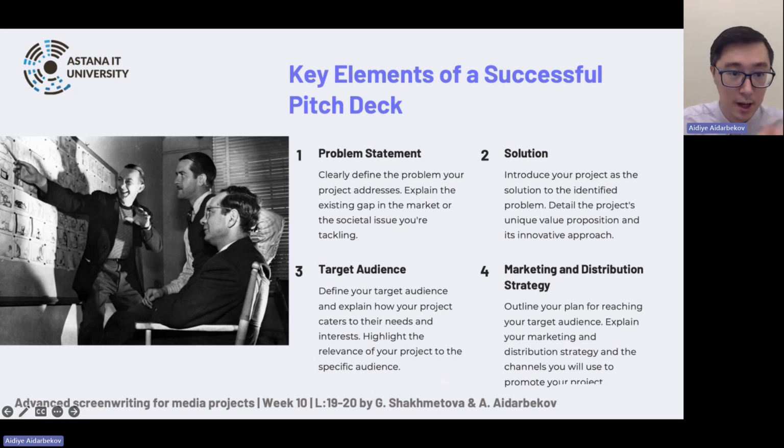Next one is audience. Target audience: you need to define your target audience and explain how your project caters to their needs and interests. Highlight the relevance of your project to a specific audience. So here, yes, if you're creating a project, of course, sometimes we can state that it's for a big range of audiences. It can be for kids, for amateurs, for adults, and so on.